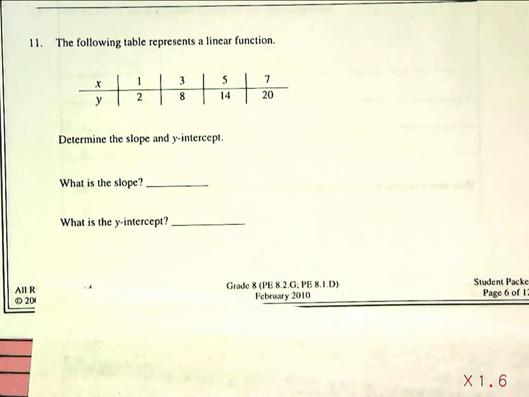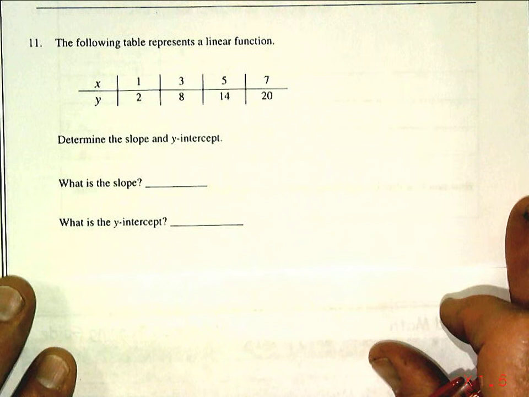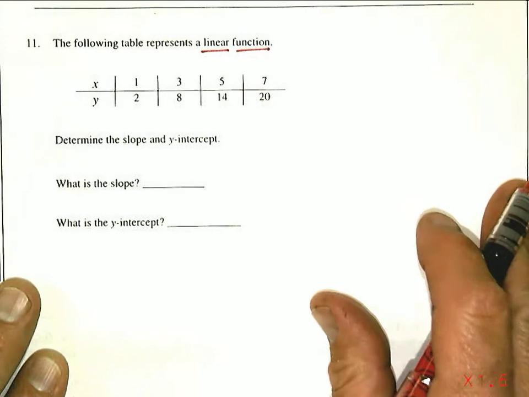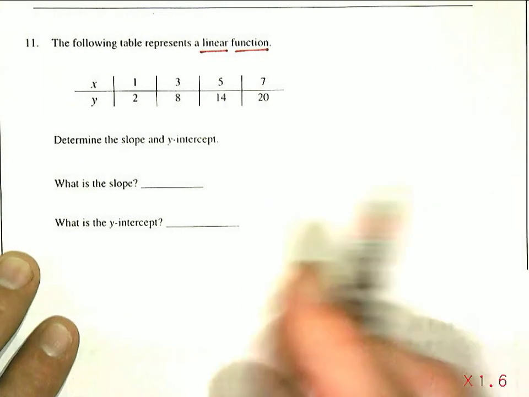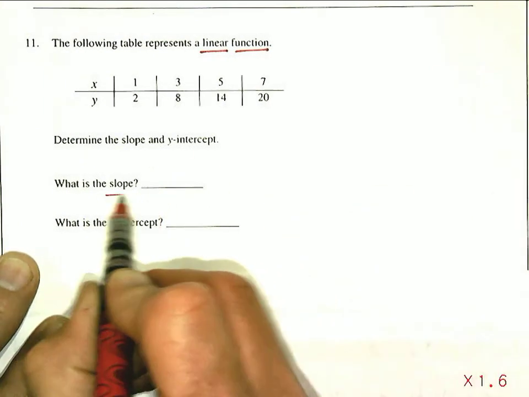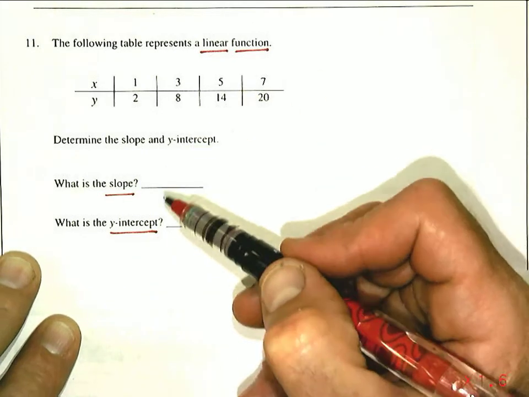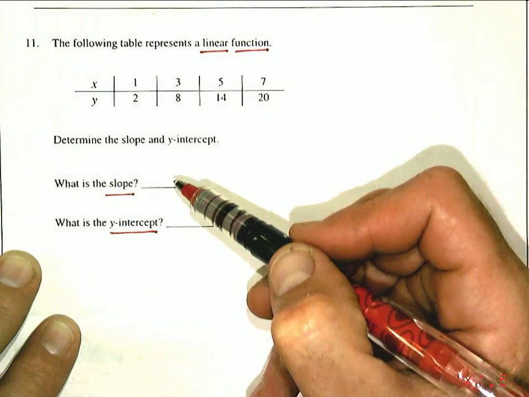So in problem 11, we have a table that represents a linear function. And linear functions just mean that we get a straight line if we were to graph this information. And we're asked to find two things, the slope and the y-intercept. And so let's start with the slope, and then we'll work back to the y-intercept.